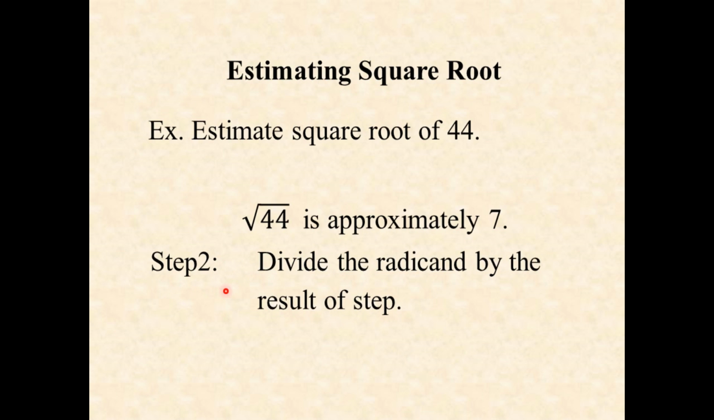Now, step 2, divide the radicand by the result of step 1. So the square root of 44, the radicand 44, will be divided by our approximated number, and that is 7. If we divide this, the result is 6.29. Alright?